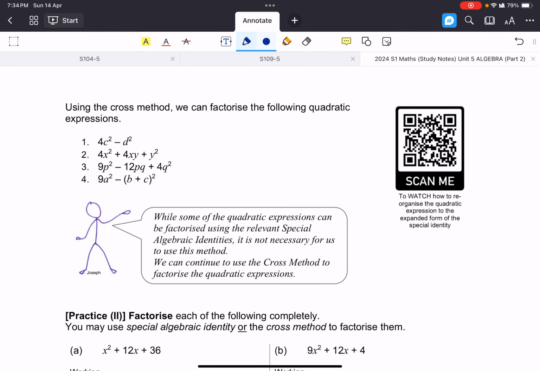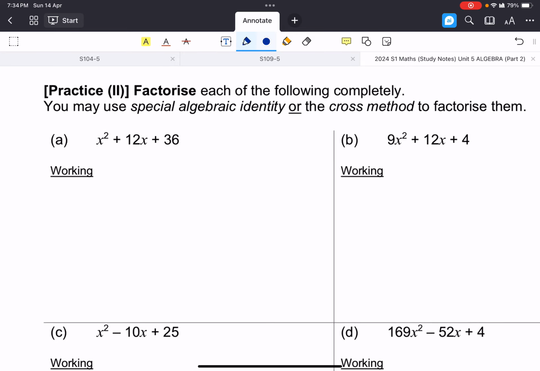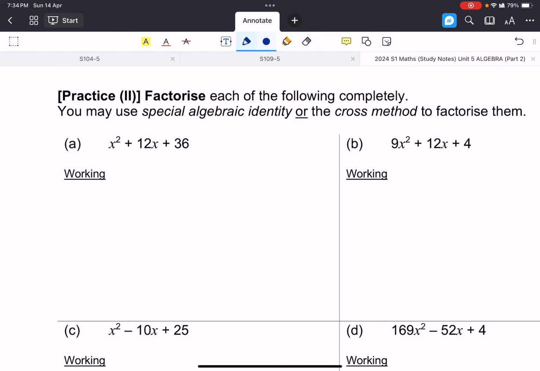we can of course use the cross method as well, okay, but I'm not going to go into that because it's not necessary. Okay, so it's just to confirm the fact that although we know the special identities, we can actually use the cross method on the special identities. We can, right? The issue is it takes longer. That's why you are encouraged to know the special identities very well, because it really speeds up the process of solving all these mathematical problems really quickly, right?